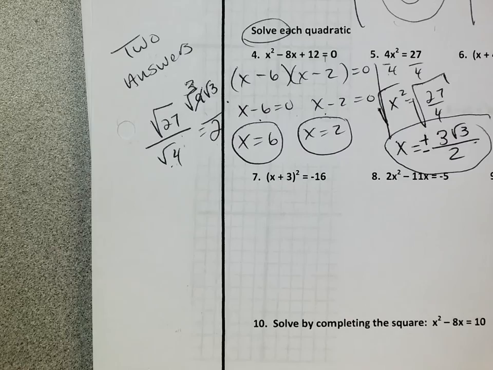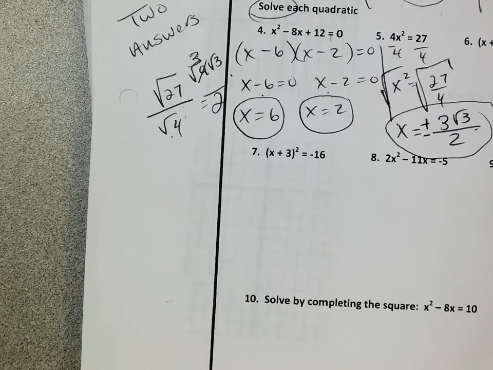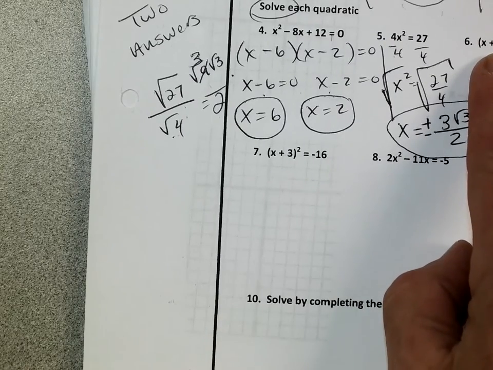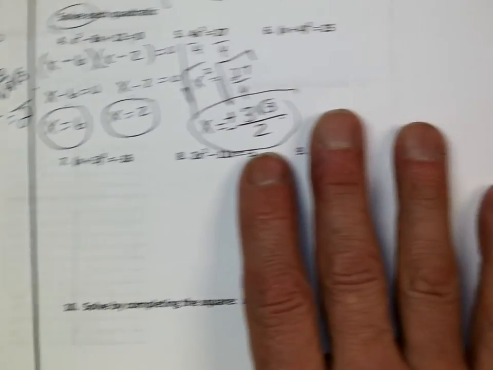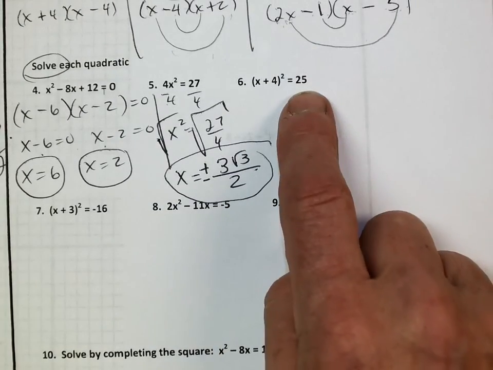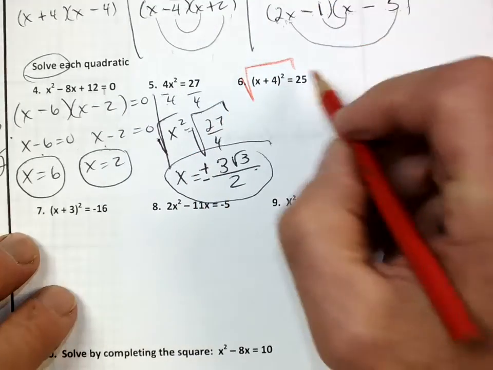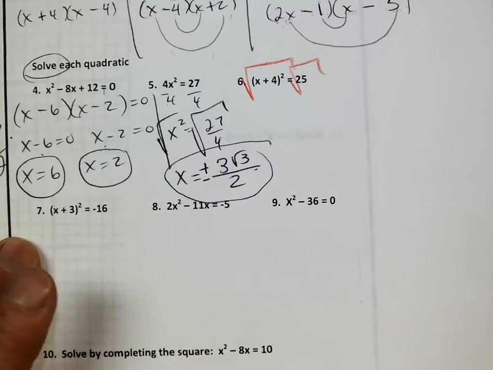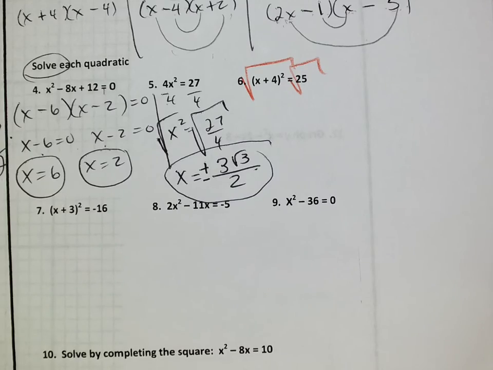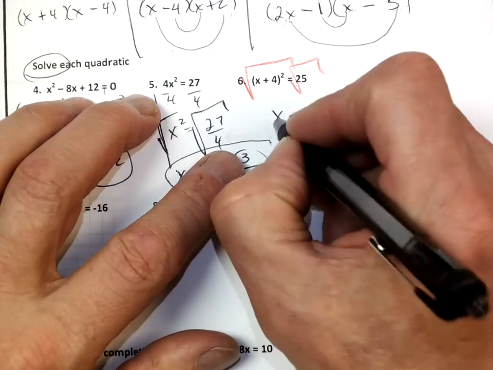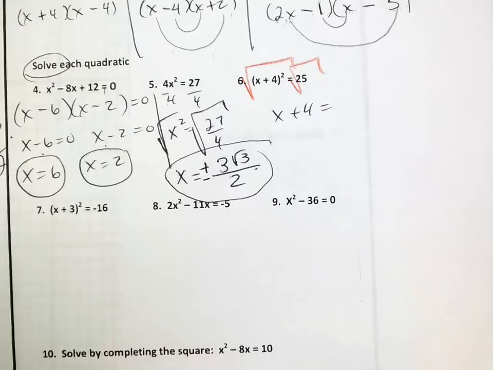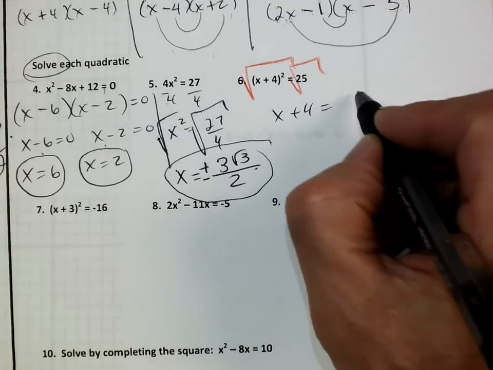Number 6. Are you ready? Am I going too fast? Okay, again, I want to get rid of the square. So I can undo or get rid of the square by doing its opposite, which is to square root it. So if I square root both sides, the square root will cancel the square, and I'll be left with x plus 4 equals, well, the square root of 25 is just 5, right?